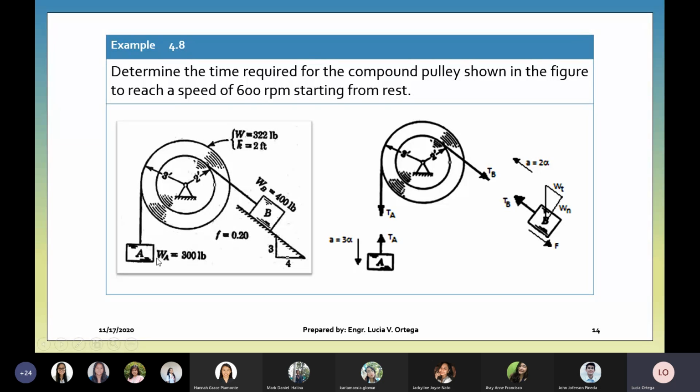Okay. So the weight A is 300 pounds. The weight B is 400 pounds. There is a given coefficient of friction and the slope is 3 vertical, 4 horizontal. So let us draw the free-body diagram. So what do you think will be the motion of the body? It's either B will slide downward and A will go up, or A will move downward and B will move upward.